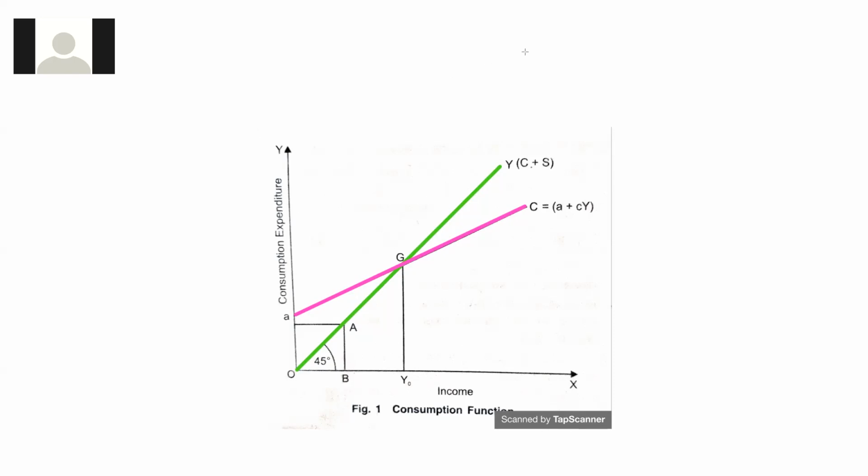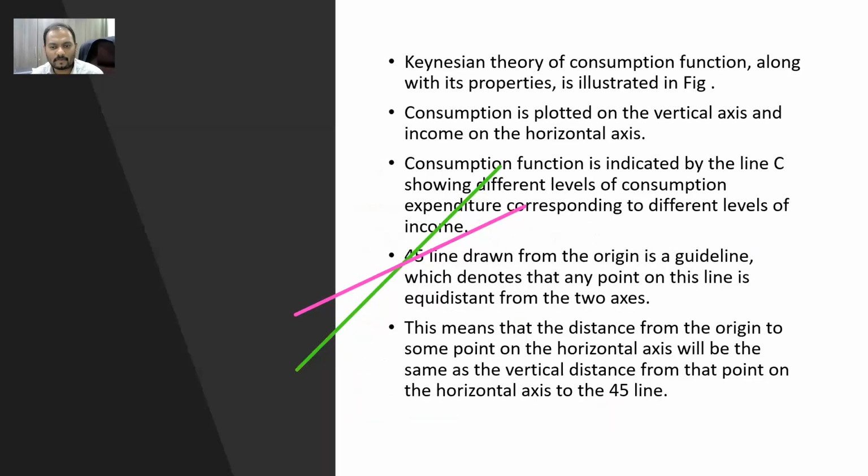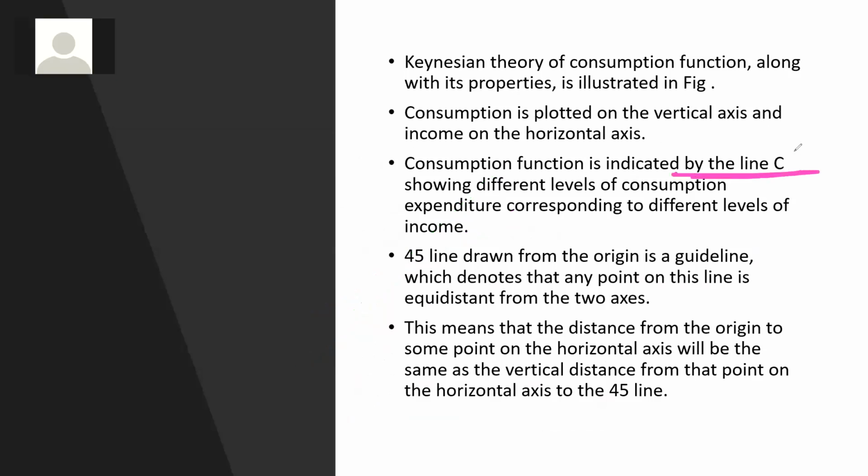Please watch me very carefully. I want all of you to understand some basics here. Let's precisely understand: the consumption function is indicated by the line C, and the income line is denoted by the line Y. The line Y is a 45-degree line. What is a 45-degree line?